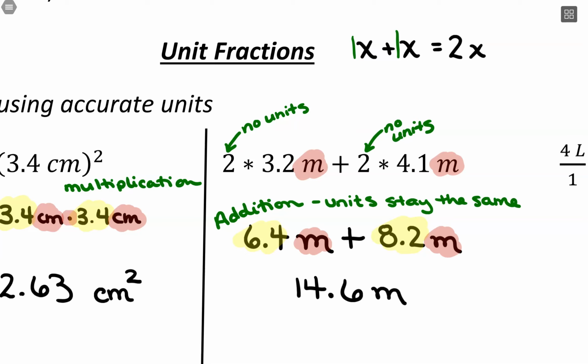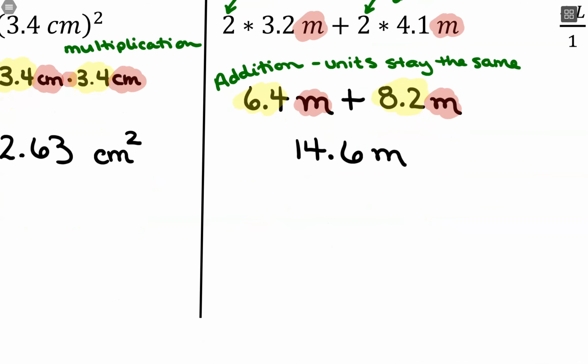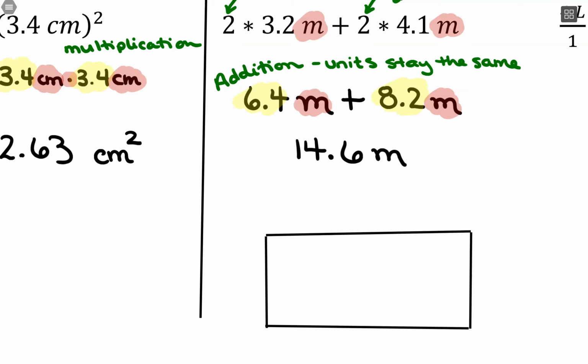So what this could represent, and actually going back to the original form of this, is finding the perimeter of a rectangle. So if I drew a rectangle here, and we have 3.2 meters and 4.1 meters, and I wanted the perimeter of it, which is the length along the outside, what I would have is 3.2 plus 4.1 plus 3.2 plus 4.1. So that's where we're getting double of the 3.2 and double of the 4.1.